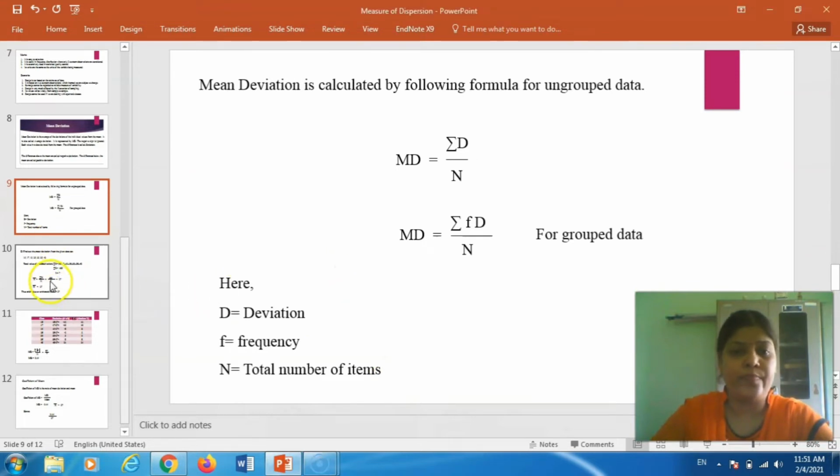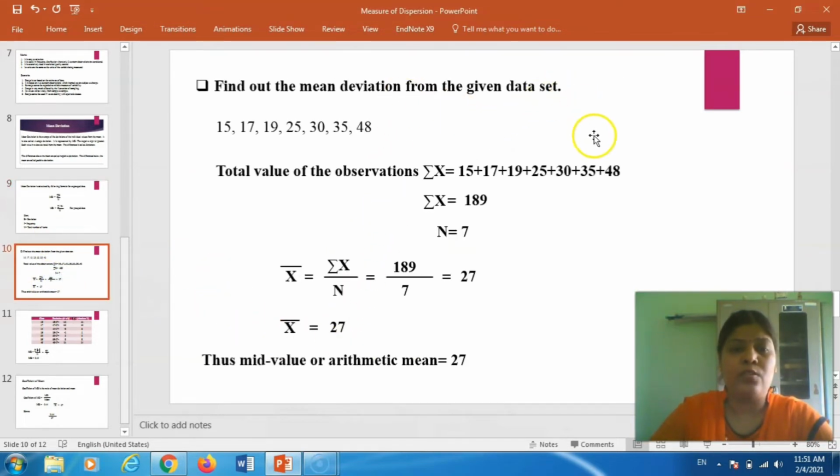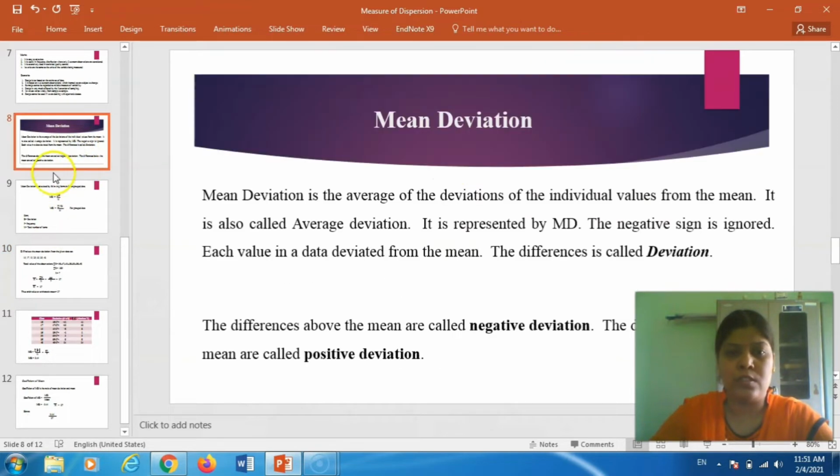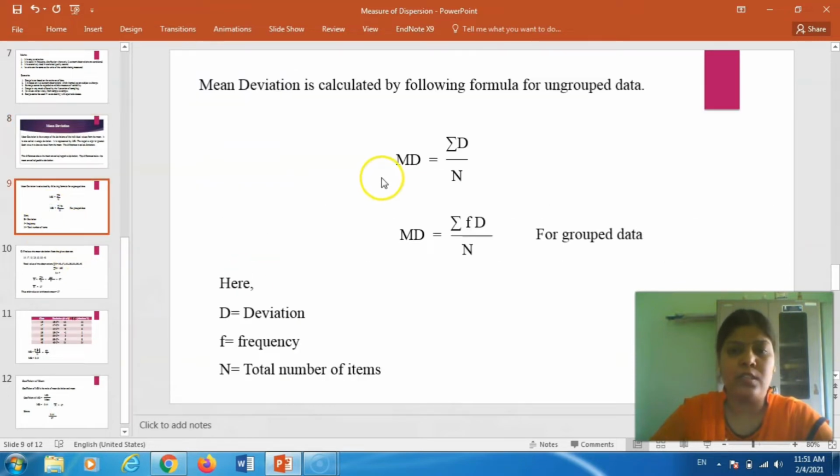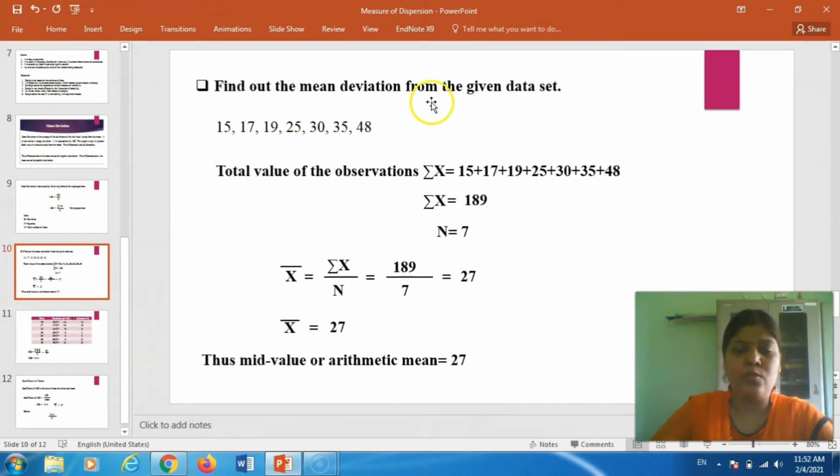Next, on the basis of this formula we have seen what is meant by mean deviation, the formula for ungrouped and grouped data, and the meaning of D as deviation, F as frequency, and N as total number of items. So let's go towards the example.